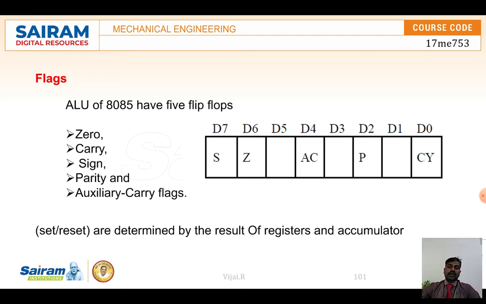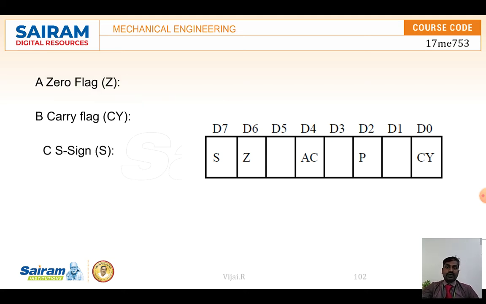You can see D0 is CY, the carry flag, D2 is the parity flag, D4 is the auxiliary carry flag, D6 is the zero flag, and D7 is the sign flag. Let me see how the sign flag and the carry flag are going to function. This is mentioned as Z and CY. This is the sign flag.